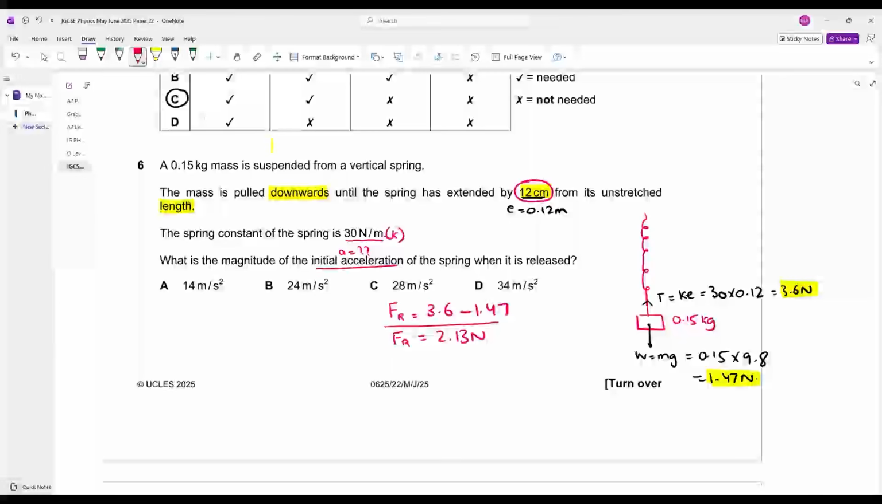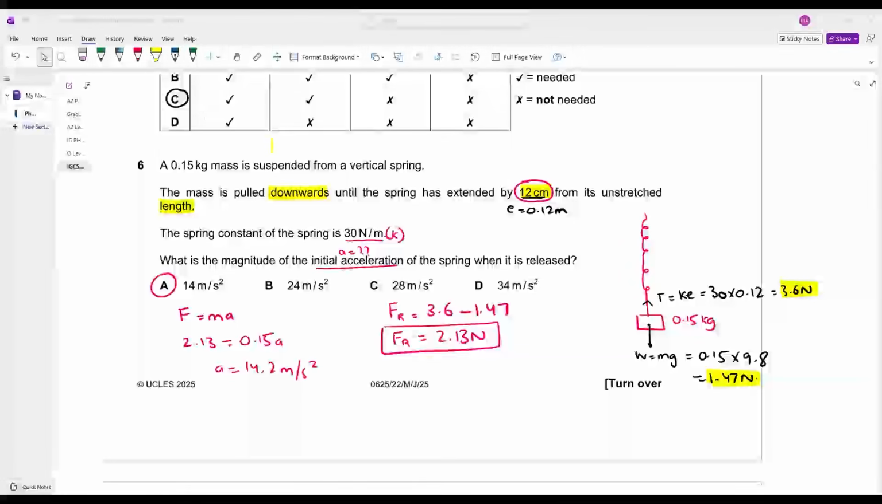सर आपने resultant force कैसे निकाली? How did you calculate the resultant force? Up force of 3.6 Newton minus the down force of 1.47 Newton. Now resultant force का फॉर्मूला क्या होता है? Mass into acceleration. 2.13 equals mass, 0.15, into acceleration. What does your value of acceleration come out to be? 14.2 meters per second square. That is your option A. Easy peasy lemon squeezy. कोई complicated बात नहीं की है.